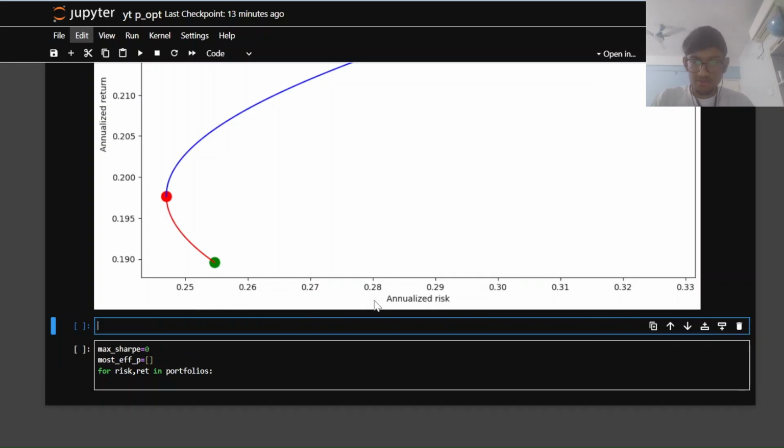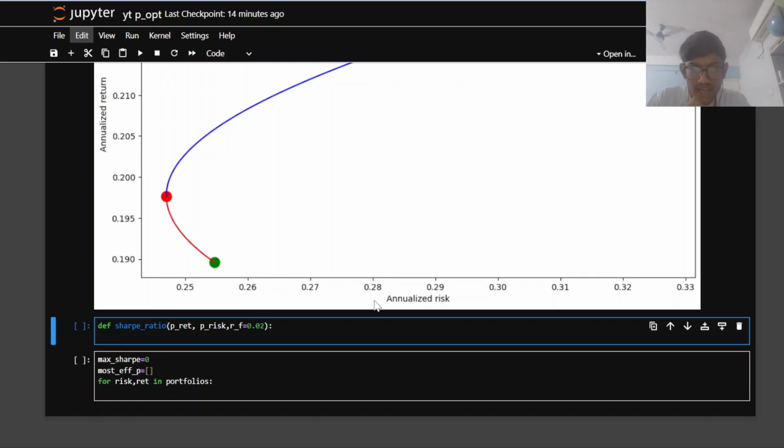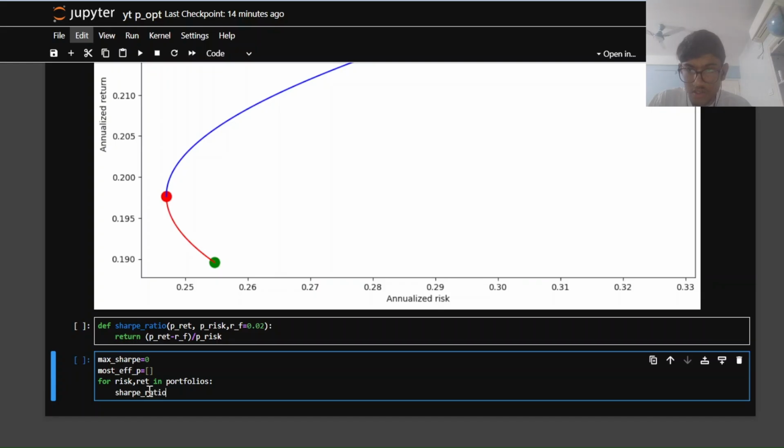So let us first define your Sharpe ratio function, which takes in your portfolio return, your portfolio risk, and your risk-free return, which I'll define here to be 0.02, and it will return P ret minus RF over P risk, right? And now we will quickly find out the Sharpe ratio for this particular portfolio that we have taken.